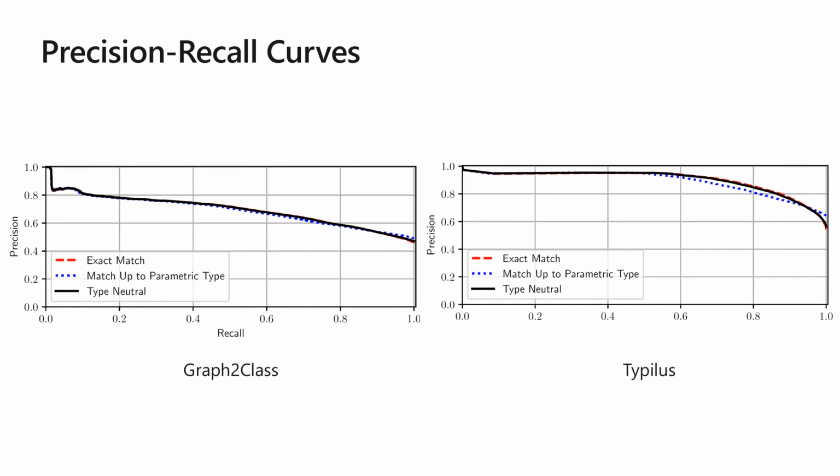Looking at the precision recall curves, we see that Typilus achieves a better precision recall trade-off. Here, the black line shows the type-neutral suggestions, meaning that if we were to replace the original annotation with that new suggestion, no new type error would be yielded. For a recall of 60%, Typilus achieves high precision of about 95%, whereas the graph-to-class model, on the left, is much worse.